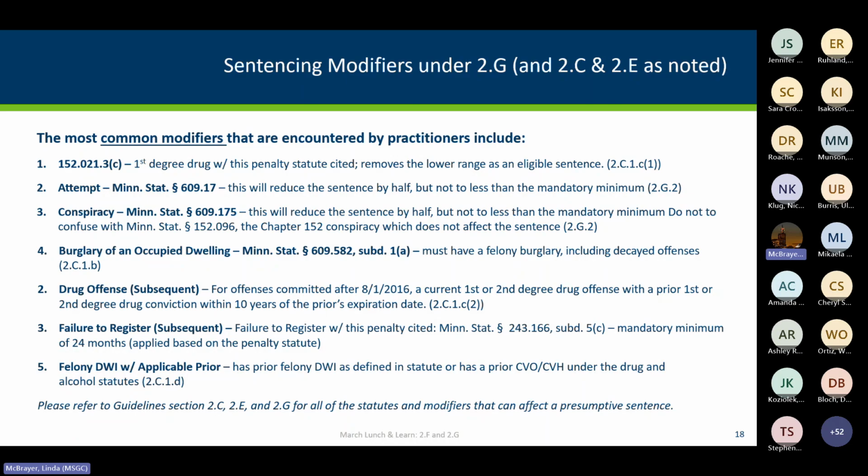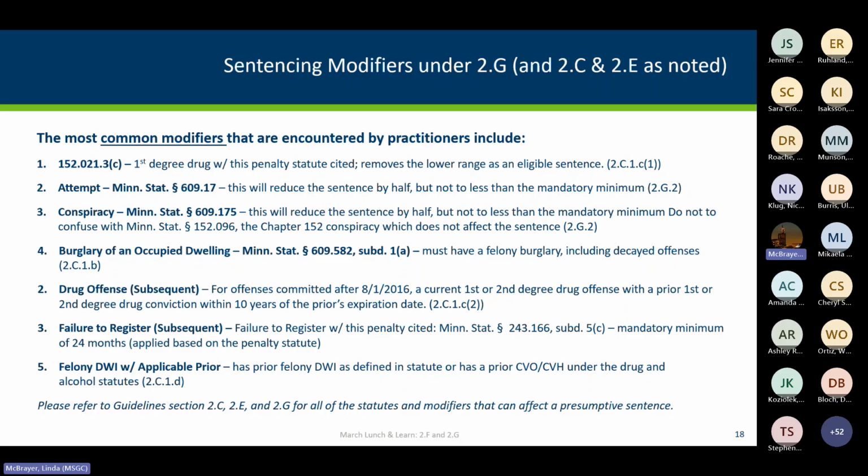Failure to register is another one that is a modifier, but it is solely based on statute. And that is 243.166, subdivision 5(c). That is the statute that says a mandatory minimum of 24 months applies when there is a prior failure to register.